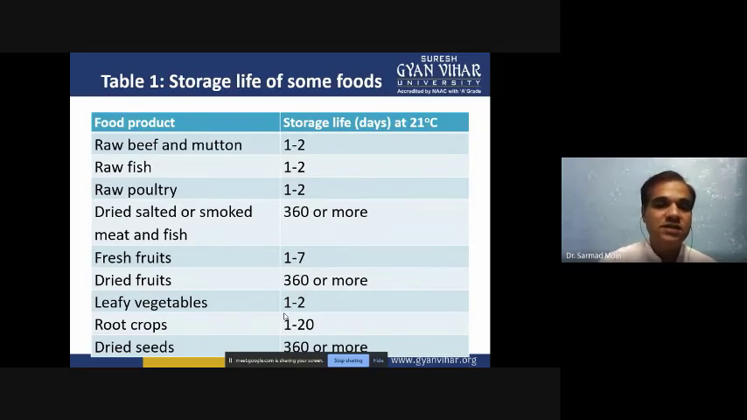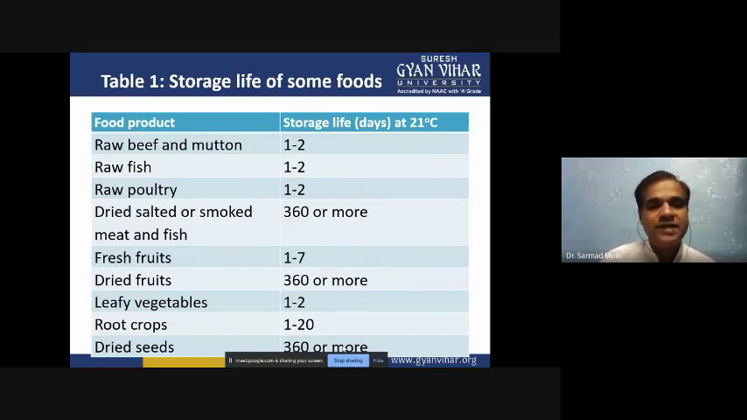Because 37 degrees is a more suitable temperature for the bacterial group, and 28 degrees for the fungus group. So if you keep those food items at the optimum temperature, then bacteria and fungi will grow very fast.